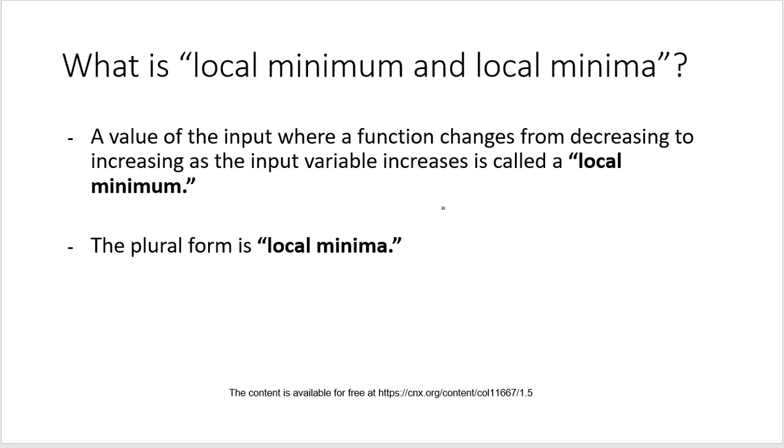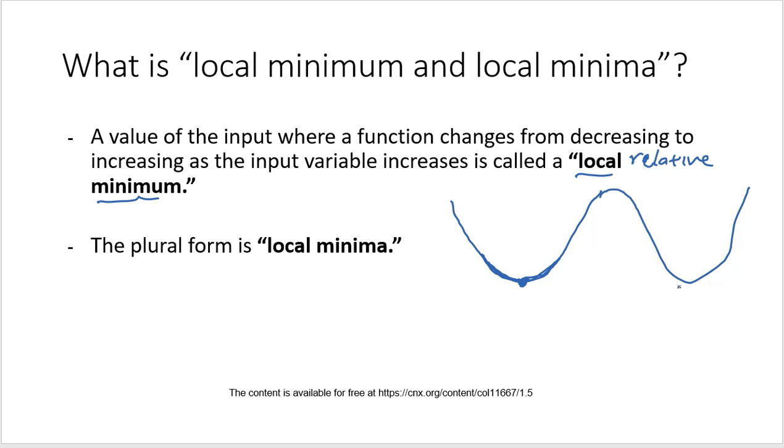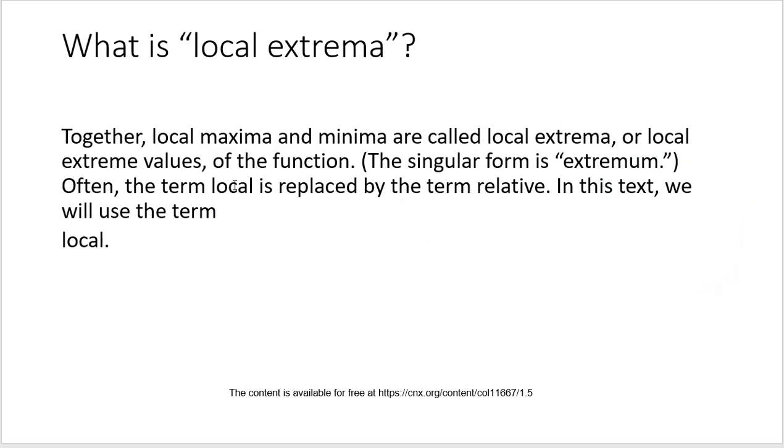Local minimum, when it goes from decreasing to increasing, then we have local minimum, this point. So this point is lower than its neighborhood, local or relative minimum. And if we have more than one local minimum, like 2 or 3, then we call them local minima. So this is the plural term for local minimum.